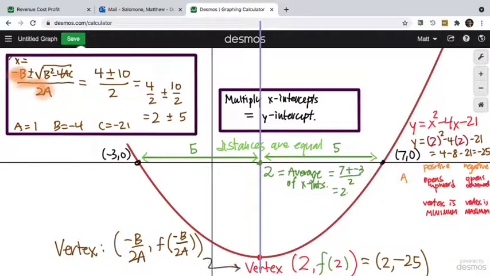So that's the quick and easy way. It doesn't require us to know the x-intercepts. It doesn't even require us to have x-intercepts, which is kind of one other surprising thing about this. It works regardless of whether your parabola even crosses the x-axis.